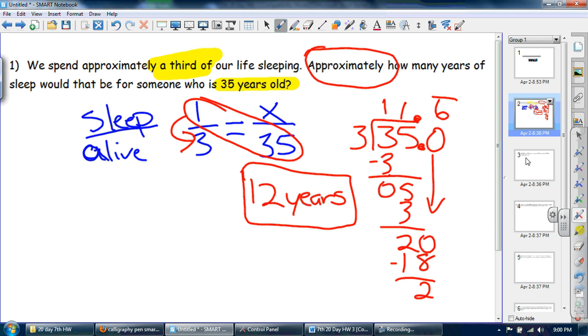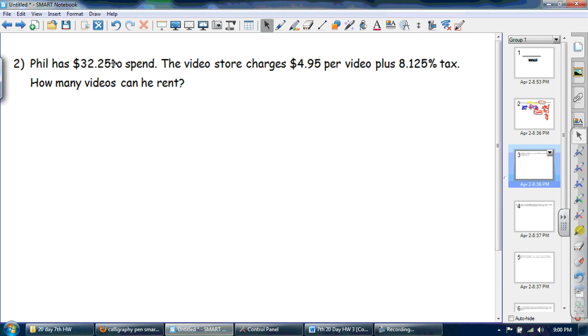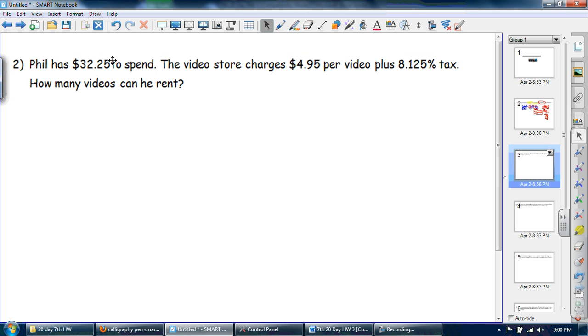Alright. How about number 2? This one took us a while. So now we've got Bill. So imagine there's a space there. Bill's got $30.25 to spend. STAAR is still charging $4.95 and 8% tax.